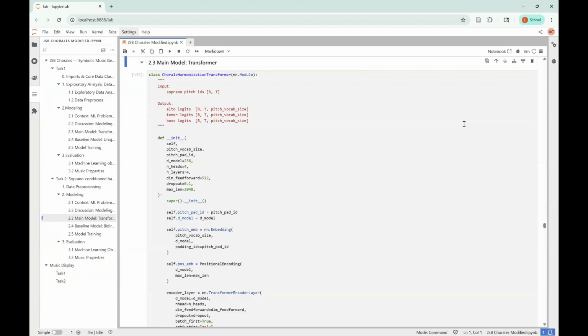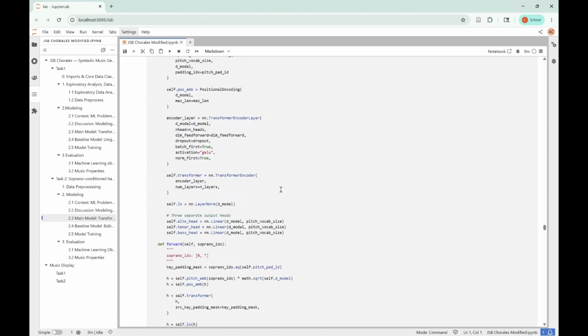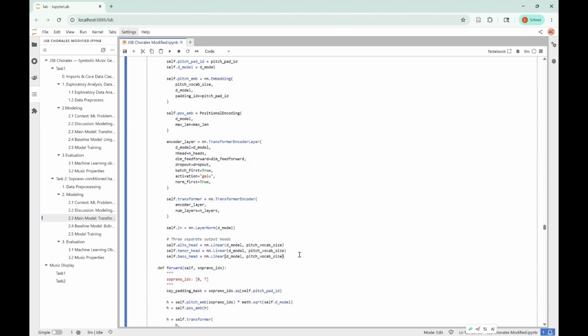This is our implementation of the conditional transformer for task 2. The input is only the soprano melody. We pass the soprano pitch sequence into a bidirectional transformer encoder, so the model can use both earlier and later melody context when predicting harmony. The output has three separate heads, one for alto, one for tenor, and one for bass. Each head predicts the pitch for its own voice at every time step. The loss is the sum of the cross entropy losses for these three voices.